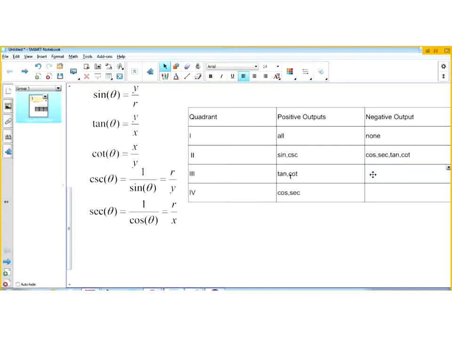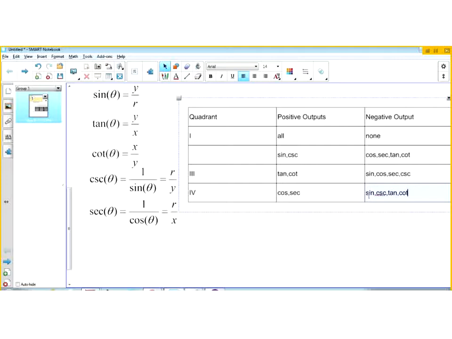In quadrant 3, if it's not tangent or cotangent, the other functions will be negative. Okay, so sine, cosine, secant, and cosecant will all be negative in quadrant 3. And in quadrant 4, the remaining 4 functions that weren't listed in the positive outputs will be negative. So sine, cosecant, tangent, and cotangent will be negative in the fourth quadrant. Okay, so that's how we orient ourselves.